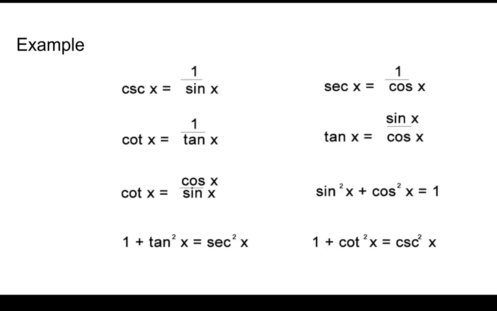Okay, here is an example. So here is csc x equal 1 over sin x, cot x equal 1 over tan x, cot x equal cos x over sin x, and so on.